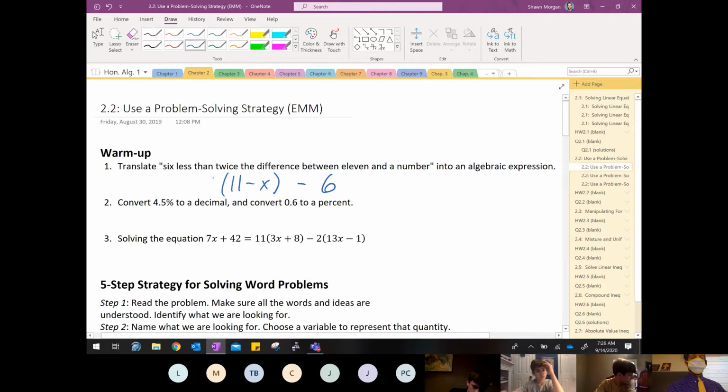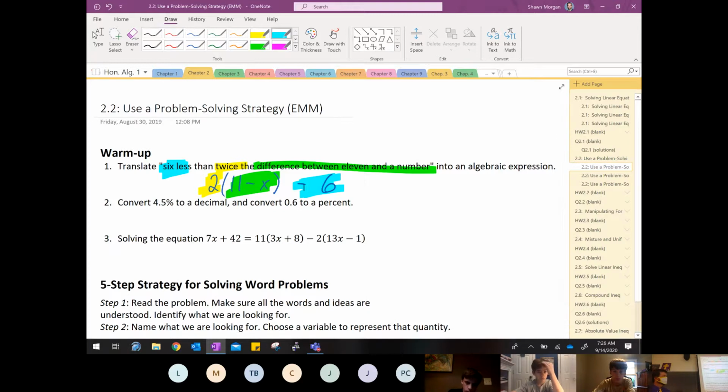I think he had said a 2 on the left. I misheard what he said. But when we look at twice the difference, twice something means we're going to multiply something by 2. And then the difference being that subtraction, 11 and a number. Those are the three parts we want to make sure we have translated in the proper order. 6 less than something means we're taking 6 away from it. What are we taking something away from? We're taking 6 away from twice the difference of 11 minus x. Questions on number 1?